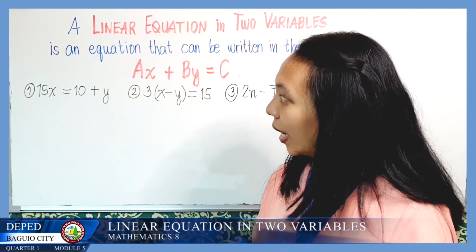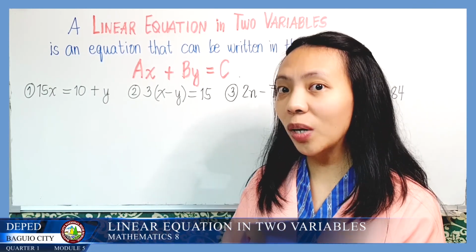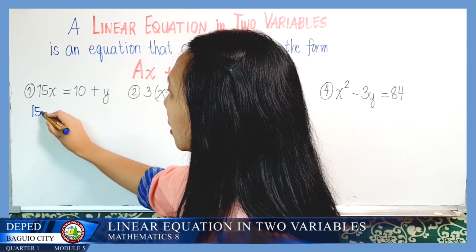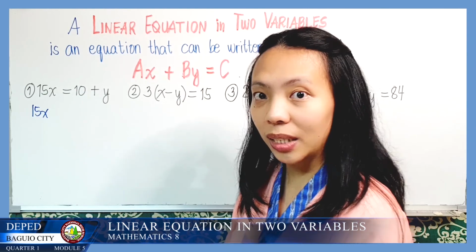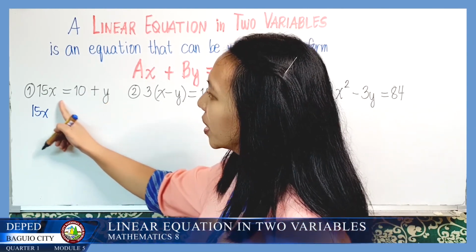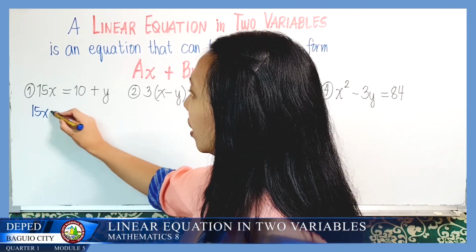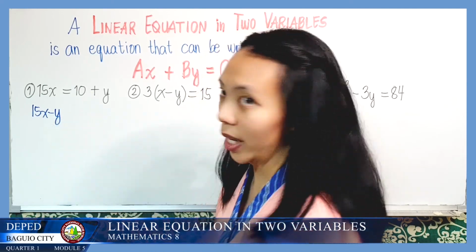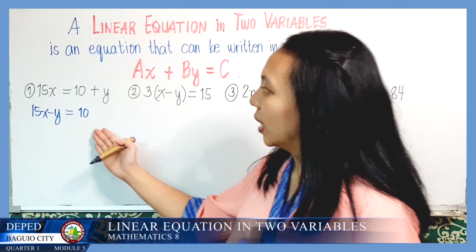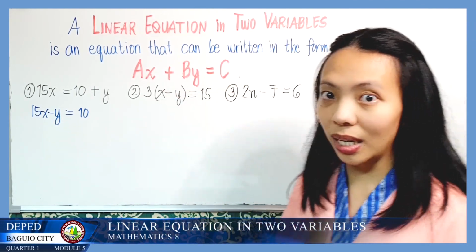Let us apply the addition property of equality, or the process called transposition. 15x will remain on the left side of the equation. Y will be transported to the left side of the equation. From positive, therefore, it will become a negative y. This is equal to 10. It is now in the form ax plus by is equal to c.